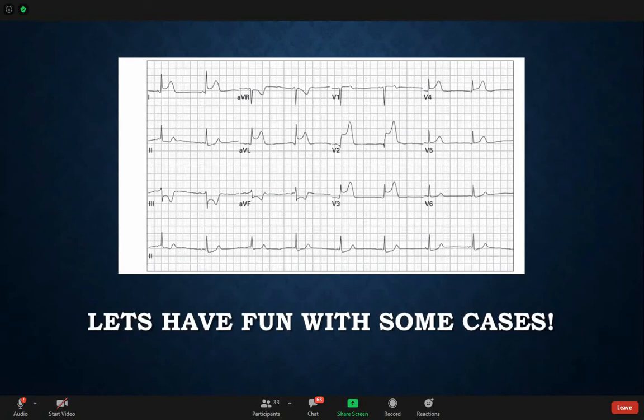So tell me what's the axis? Positive lead 1 and positive lead 2. Okay, that's normal axis. But I explained it using AVF, but it's fine. If you want to remember it this way, it's up to you. So I'm happy. Okay, so this is a normal axis. Right? Then we look.